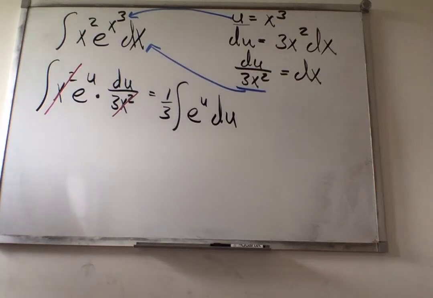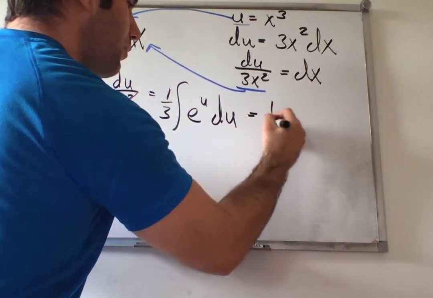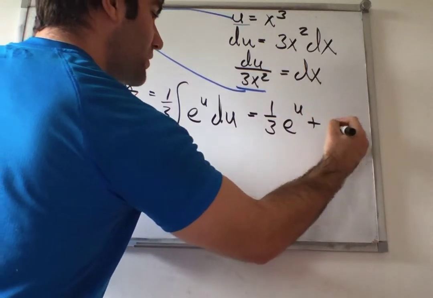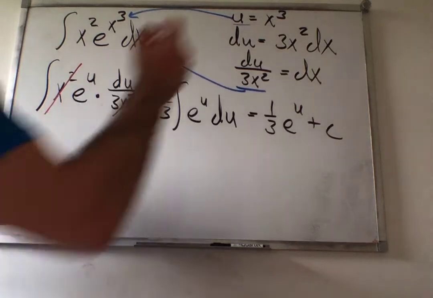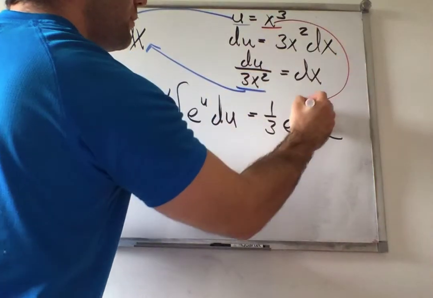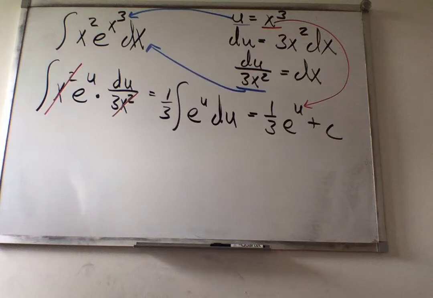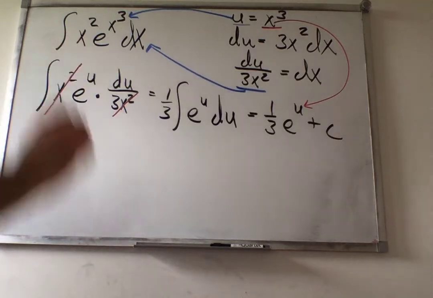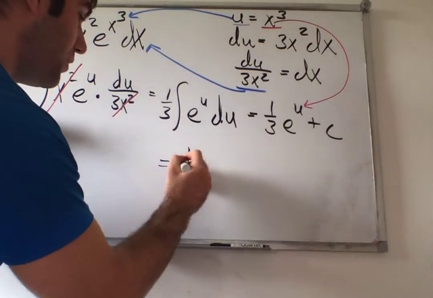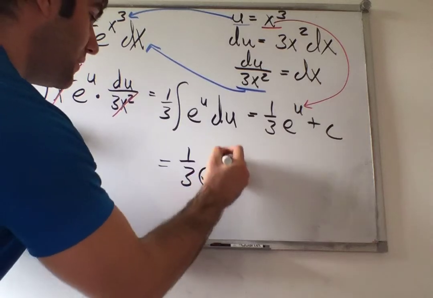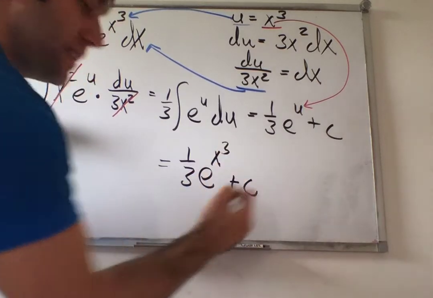Integrating exponential functions is really easy. 1/3 e to the u plus c. That's all it is. Now, I'm going to take my u and plug it back in there to get the final result, okay? Because my integral was in terms of x's. It's not in terms of u's. So the final answer to this problem is 1/3 e to the x cubed plus c.